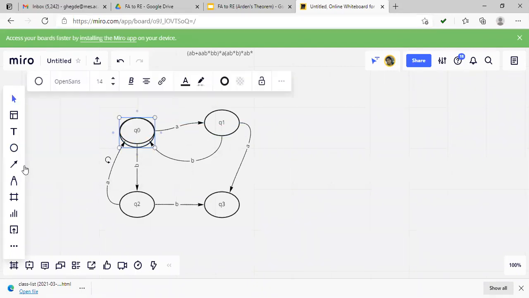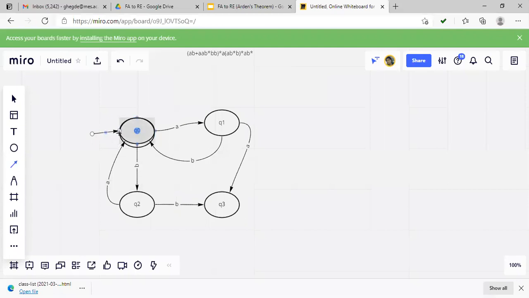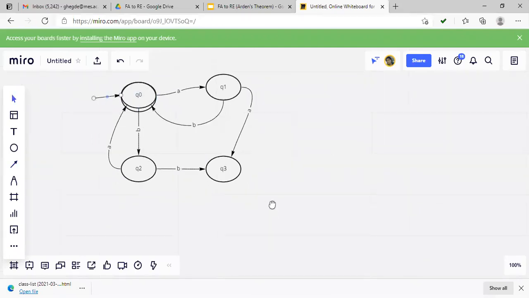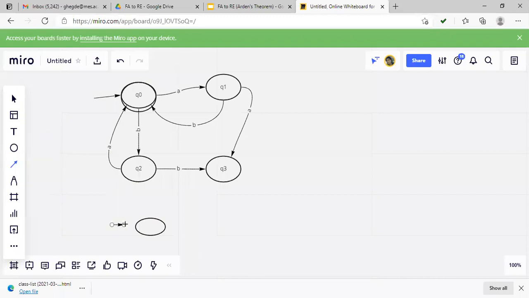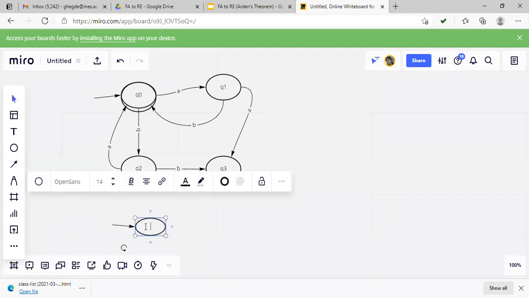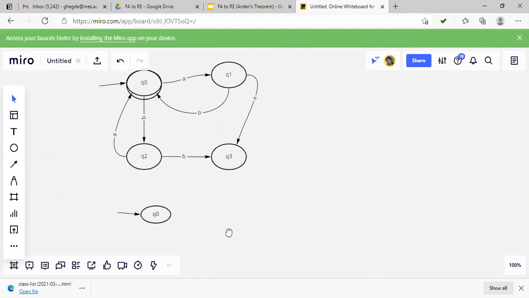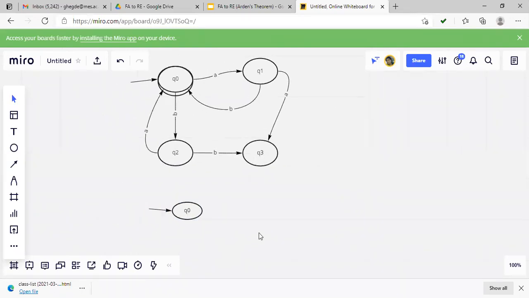So tell me, at Q0 what all should I add? Quickly. If there is a loop, type yes, there is a loop, and tell me what should I add at Q0. Very quickly, I'm waiting. What should I add at Q0?